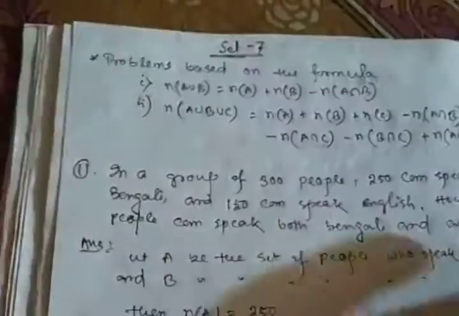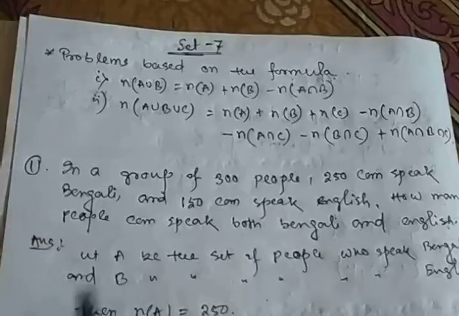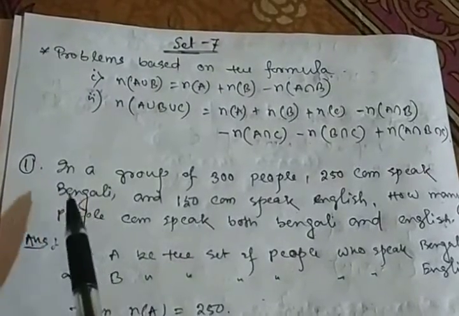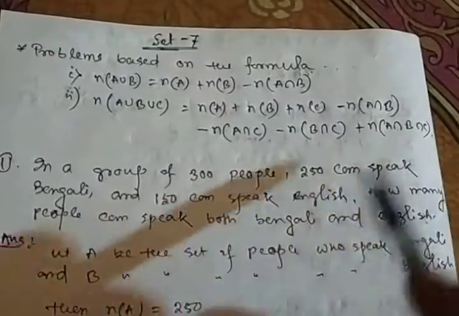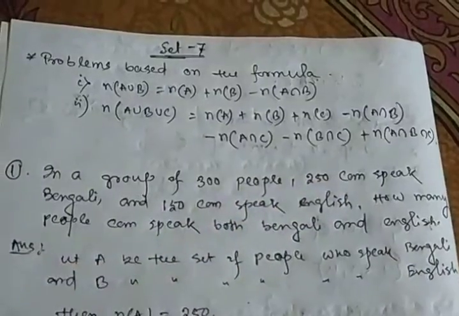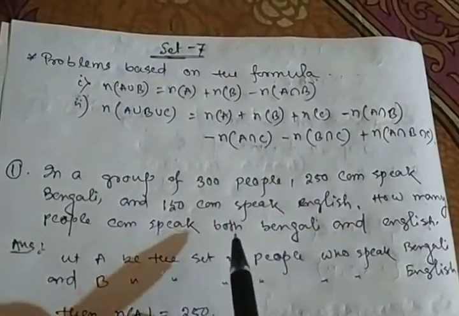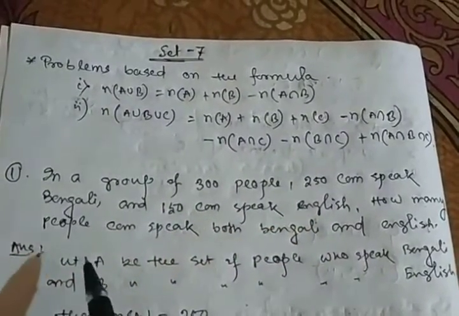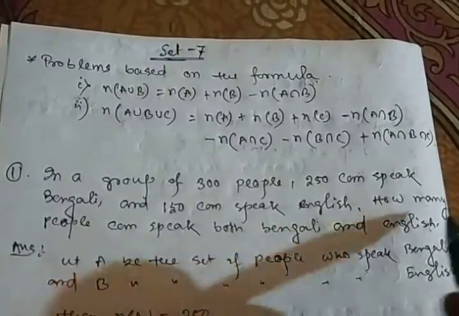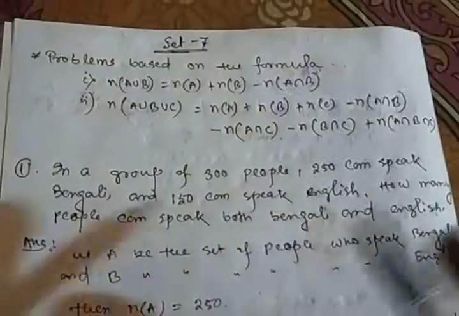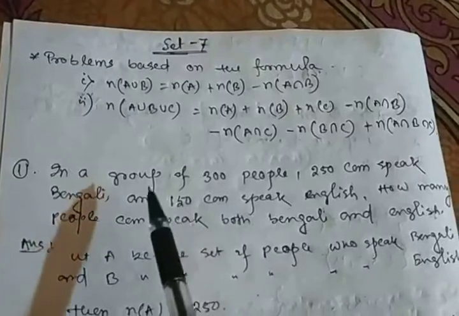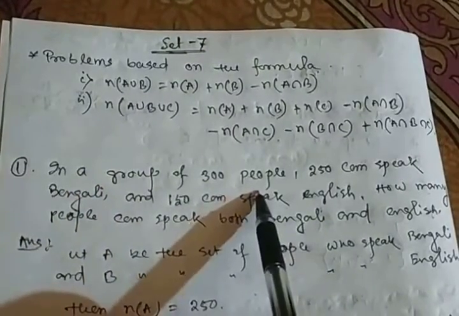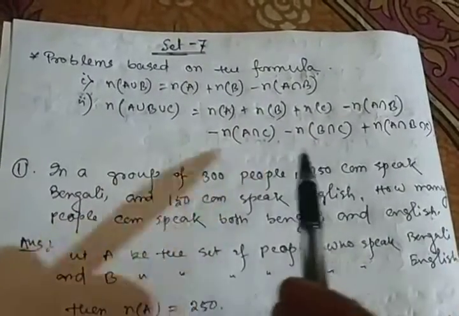Okay, the first problem is: in a group of 300 people, 250 can speak Bengali and 150 can speak English. How many people can speak both Bengali and English? Now here we have to assume that all the 300 people can speak at least one of the languages.